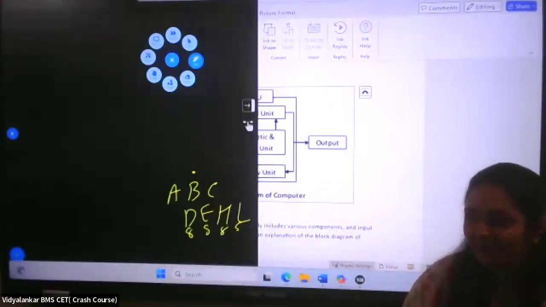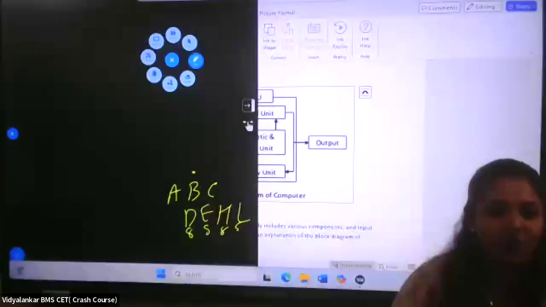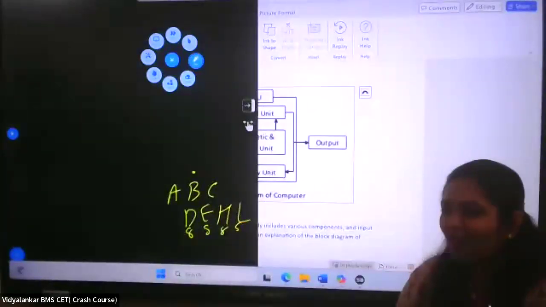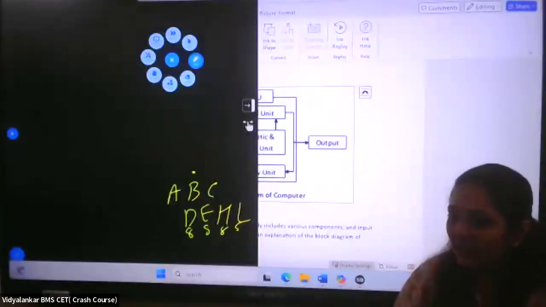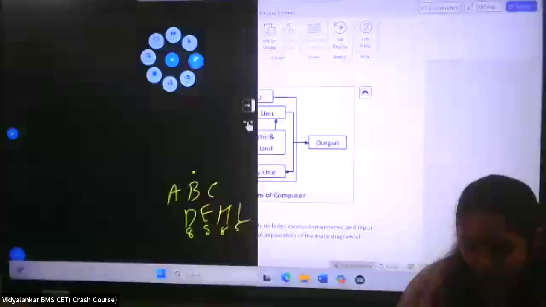Address bus. How many of you say bidirectional? How many of you say unidirectional? तो भूल ने बताया था मुझे, address bus is what direction? Address bus is unidirectional. Okay.